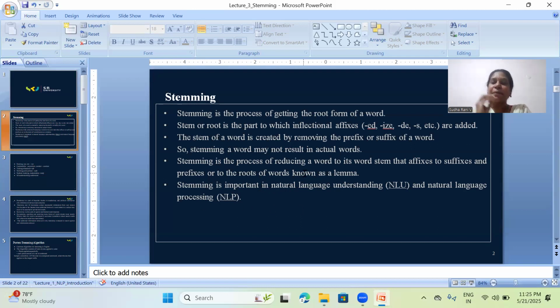Text pre-processing is mainly used in information retrieval systems or NLP, natural language processing also. So in text pre-processing, stemming is one of the methods, and stemming is a very important method in text pre-processing. I will tell why text stemming is important and why it is necessary to convert the stemming word to the root word.